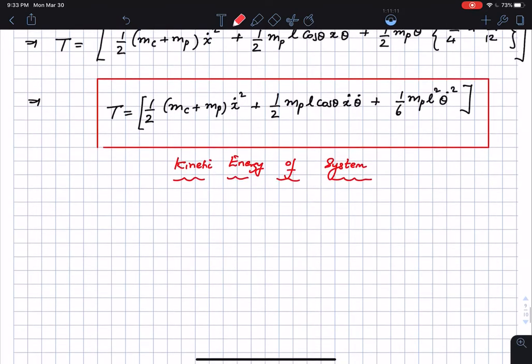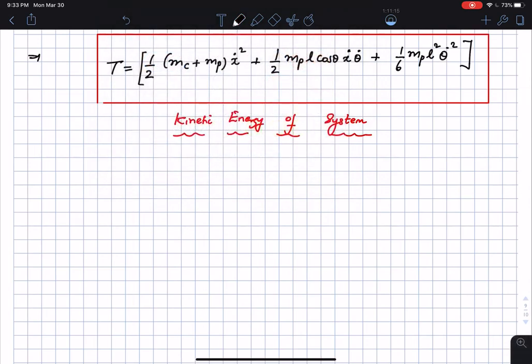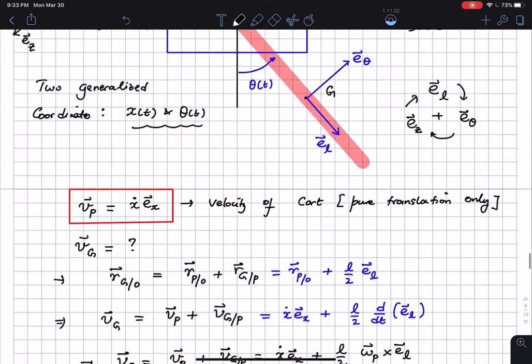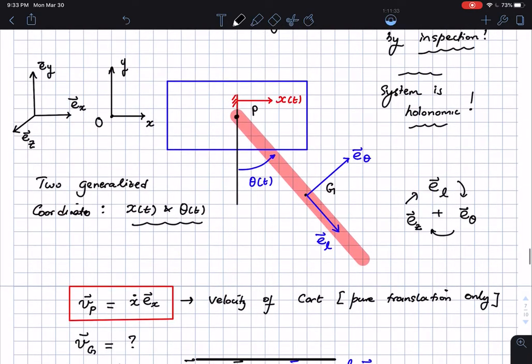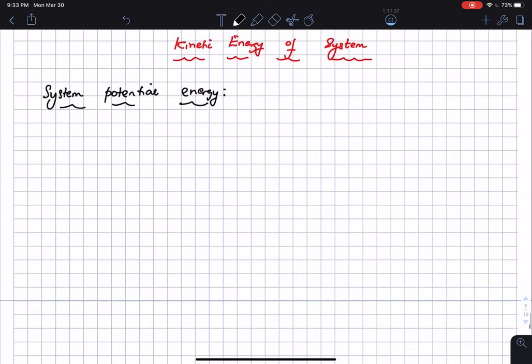Alright, then we go for the potential energy. The potential energy is fairly straightforward. Okay, so system potential energy. And for this, if I go back to the cart and pendulum figure from before, I'm just going to copy that figure and bring that down here. Okay, or let me just very quickly draw it out, choose a datum and so on.